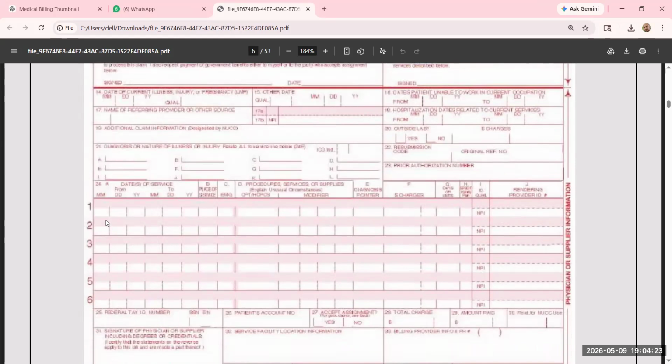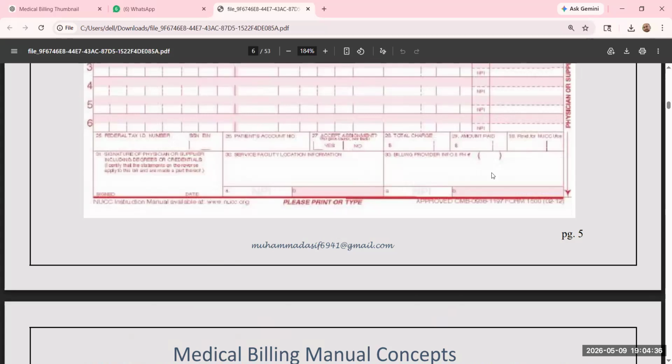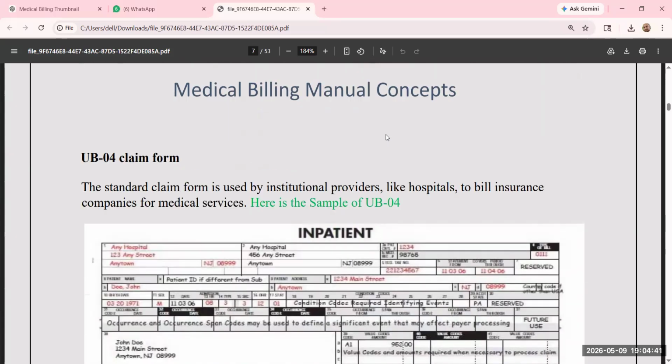The CPT column is here. You will see the CPT, modifier, diagnosis pointers, charges. The NPI, tax ID, and all detailed information are updated here. So this is called the claim form, and all details on this form are sent to the insurance company in the form of claims.